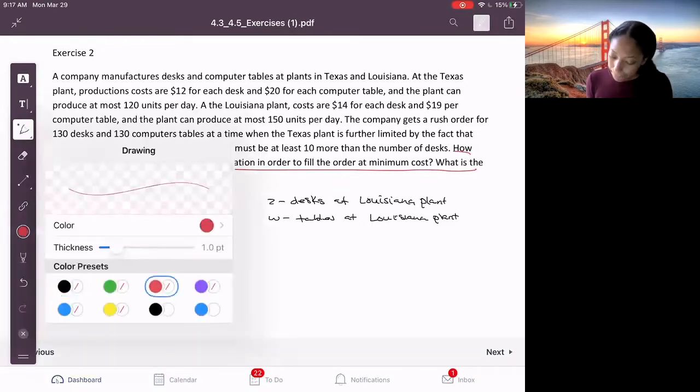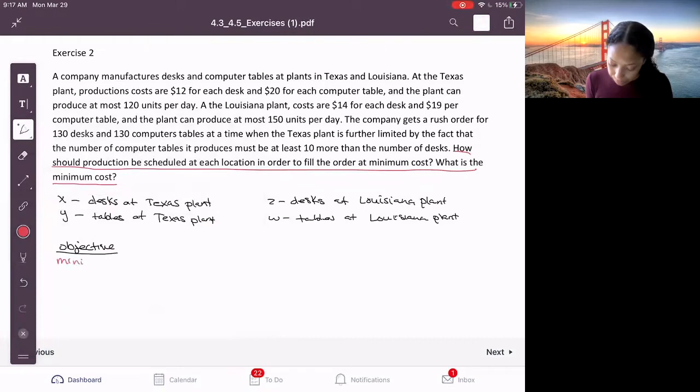We want to minimize C equal to what? So in here, we're told that it costs $12 for each desk and $20 for each computer table at the Texas plant. So for Texas, that would be 12X plus 20Y for our cost. And then for the Louisiana plant, the costs are $14 and $19. So that would be plus 14Z and then plus 19W.